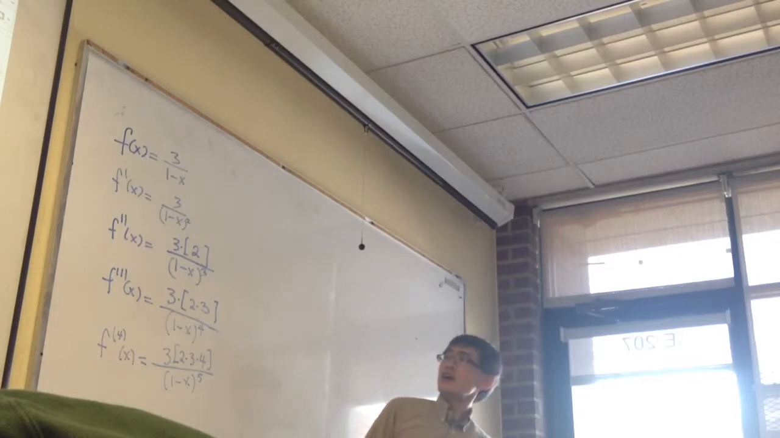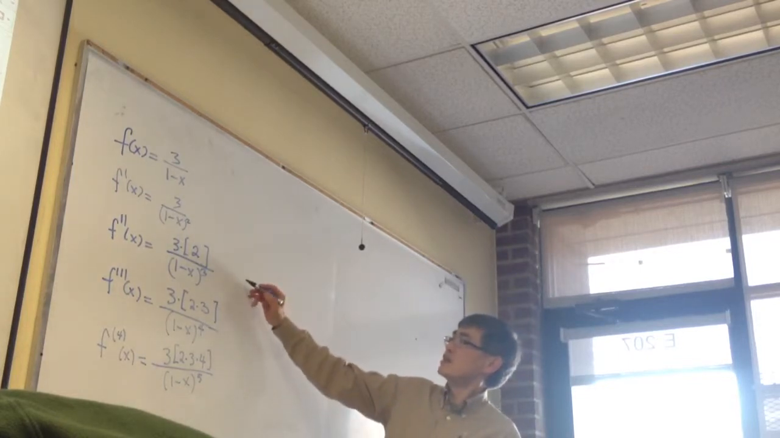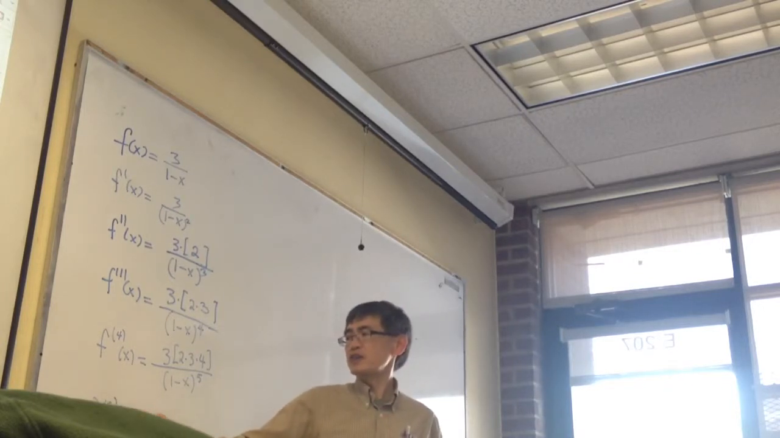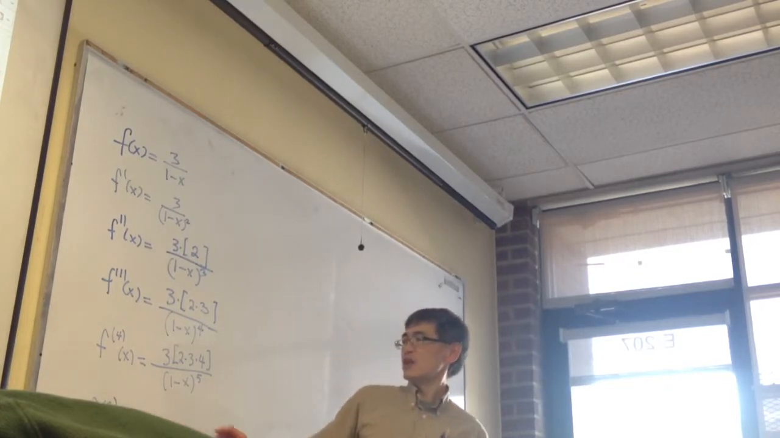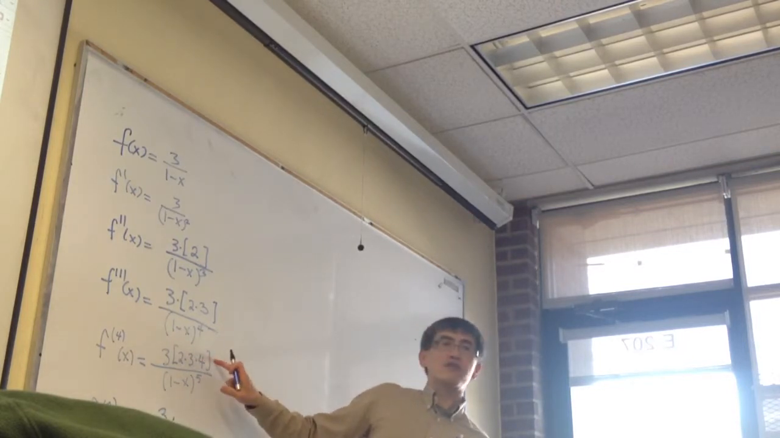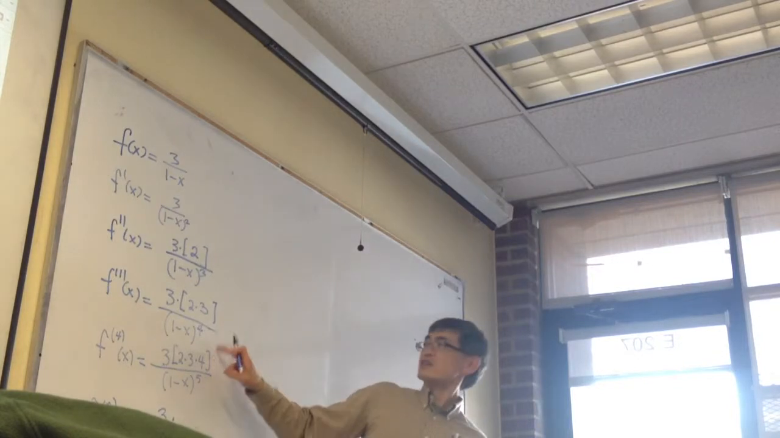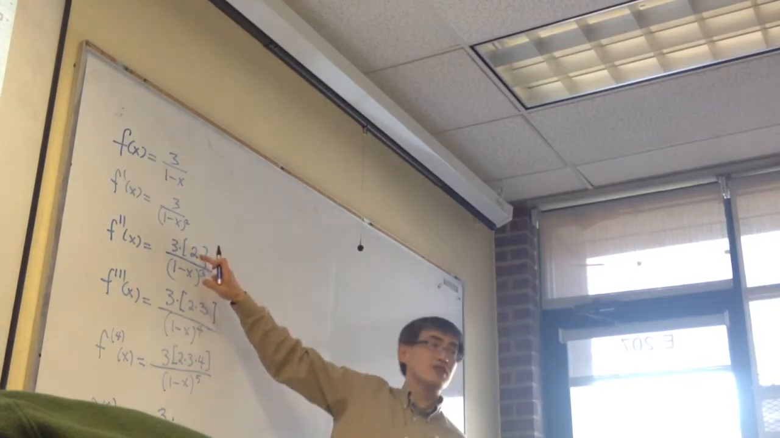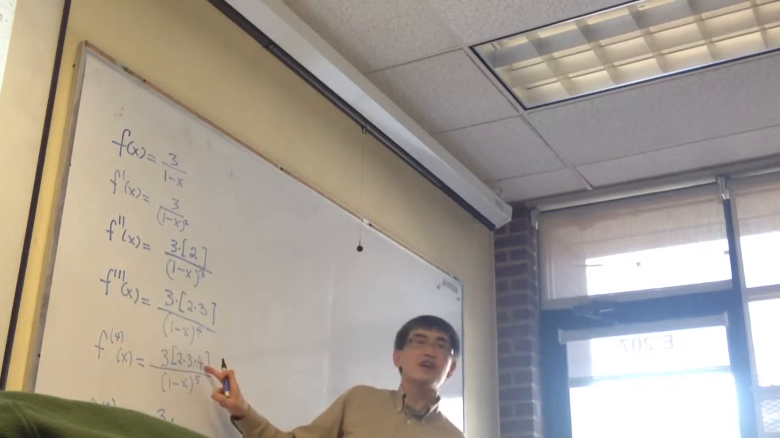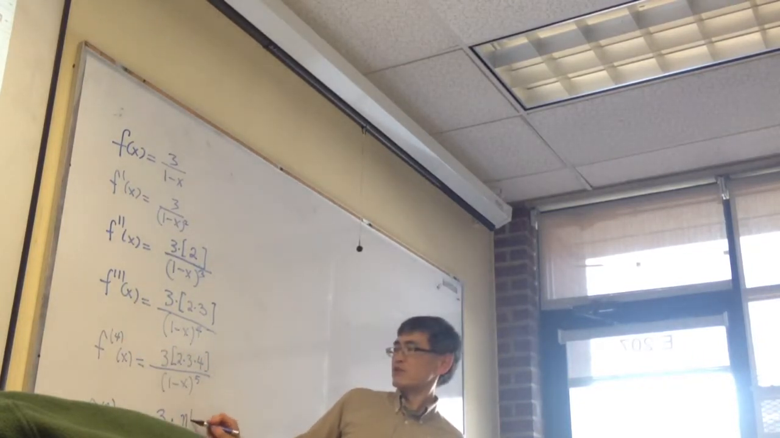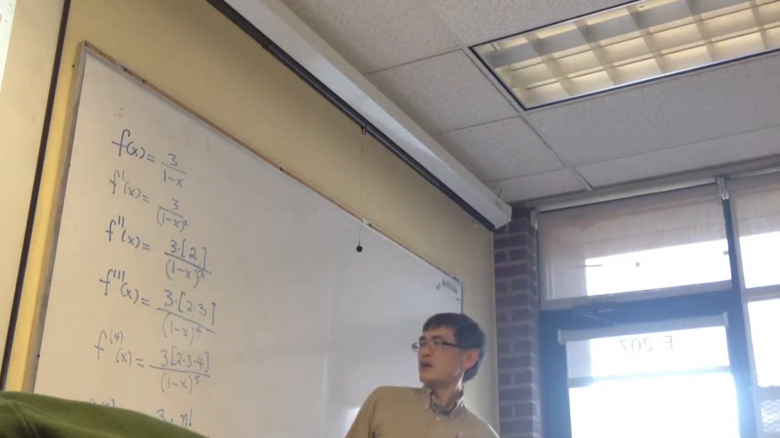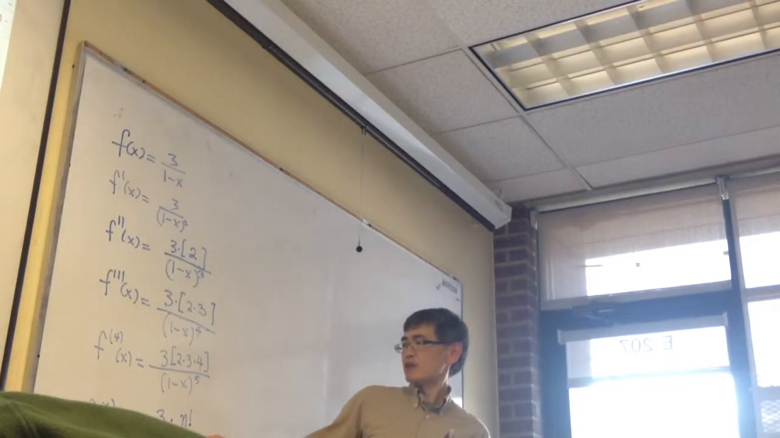So it looks like, in general, the nth derivative of f looks like 3 times, this one can be thought of as 4 factorial, this is 3 factorial, this is 2 factorial, and so on. So in general, that must be the nth derivative. You should have n factorial, and then 1 minus x to the what? N plus 1.